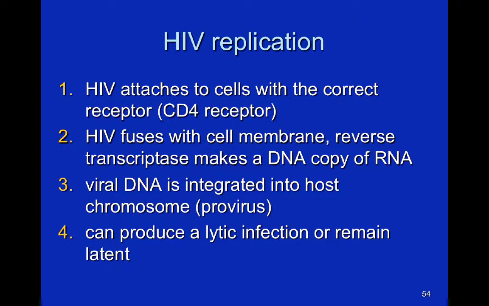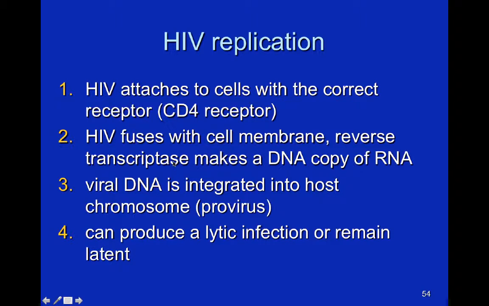And then here is the step-by-step viral replication cycle. HIV has glycoprotein spikes on the surface called GP120 or 160. They will bind to the CCR5 receptor on the CD4 T helper cell. It will then fuse with the cell membrane. It has an envelope.